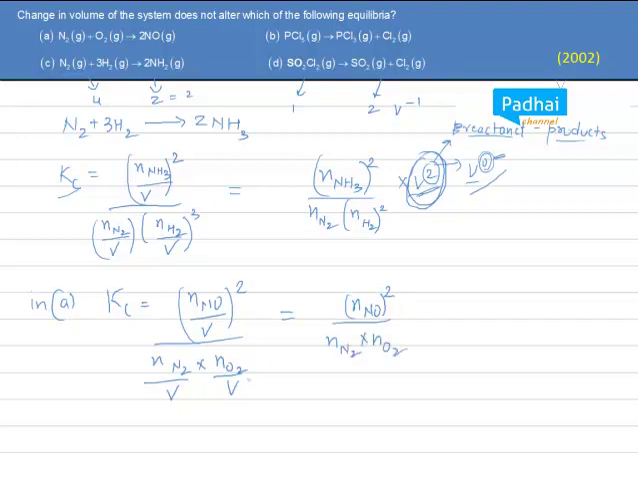Now there will not be any term of V, right? So in this kind of reaction, if we change the volume, there will be no effect on the equilibrium. It will remain the same. That means option A is correct.